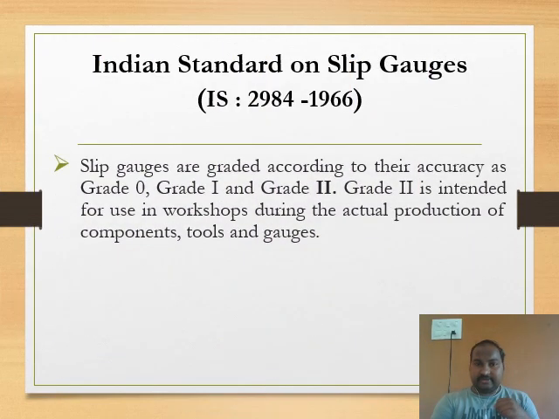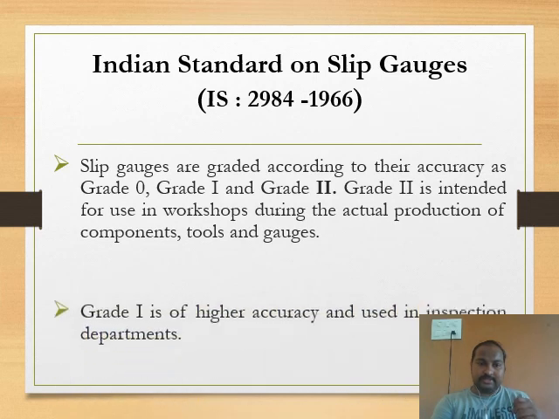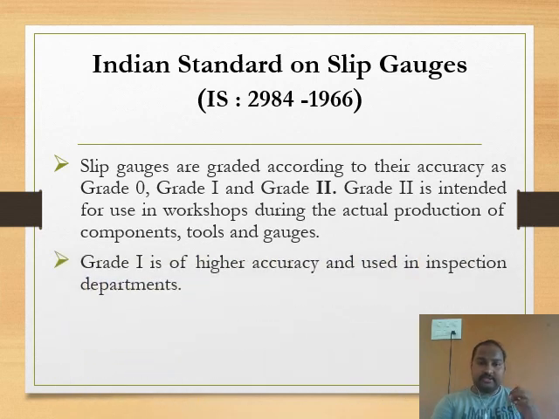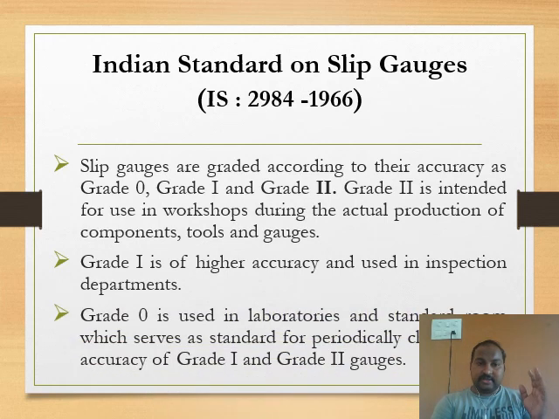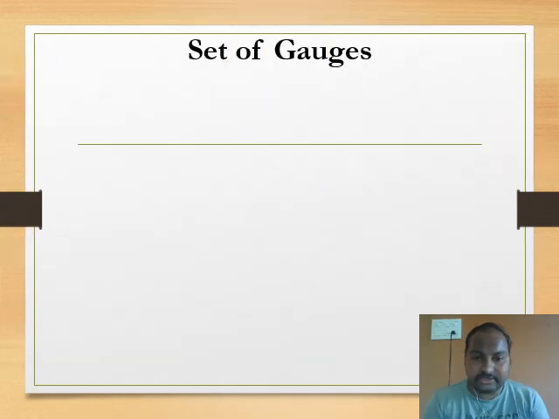So what are the Indian standards of slip gauges available? There are three grades: grade 0, grade 1 and grade 2. Grade 2 is always intended for workshop usage during the actual production of components, tools and gauges. Whereas grade 1 is of higher accuracy and is generally used in the inspection departments. Grade 0 is used in laboratories and standard rooms, and serves as the standard for periodical calibration and to check the accuracy of grade 1 and grade 2. It is not intended for regular usage.